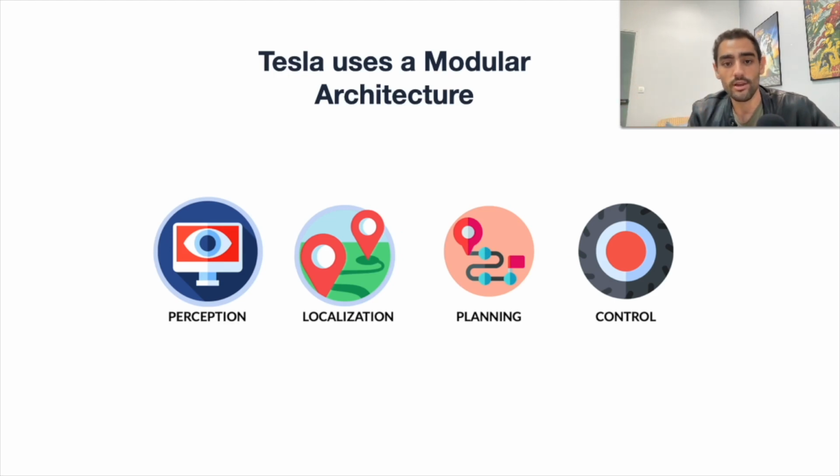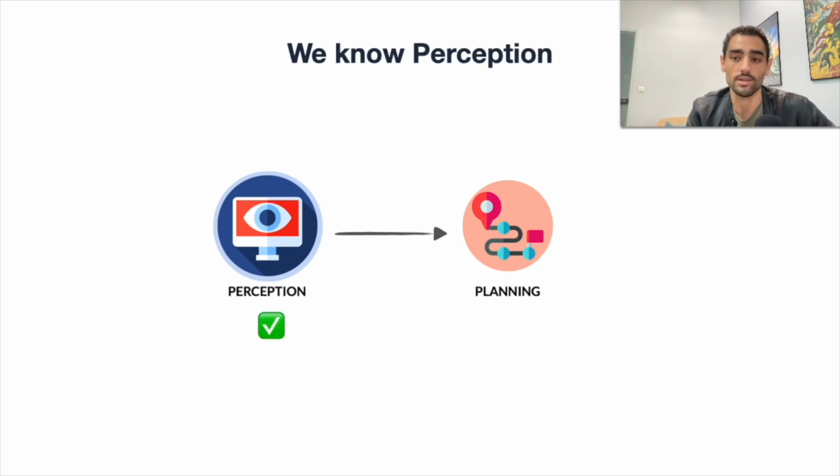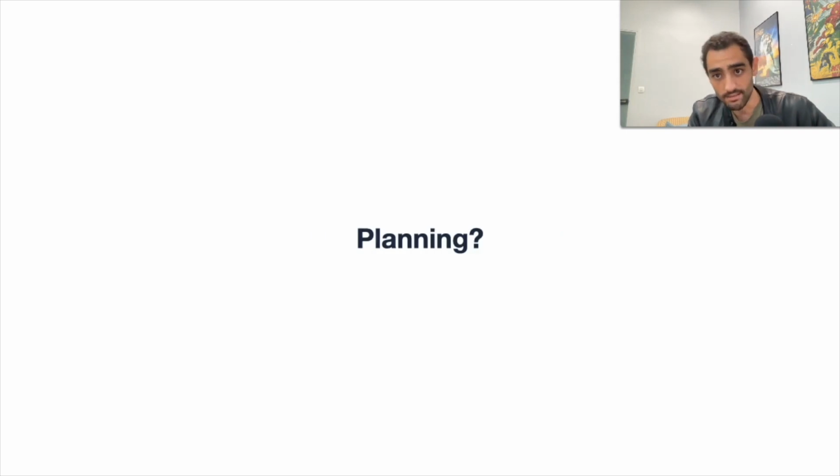Okay, so now if we simplify this architecture as Tesla simplified it, we have just these two elements: perception, which is about seeing what's around, and planning, which is about planning a trajectory based on what we see. So we kind of know perception, right? We know it's the HydraNet. Now, what about planning? And for Tesla's architecture, they talk about planning in three different ways.